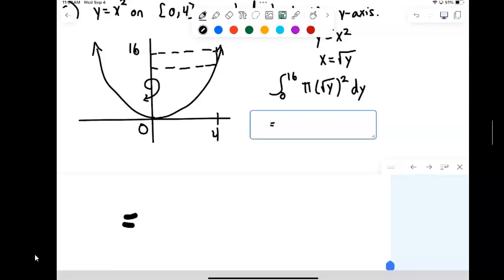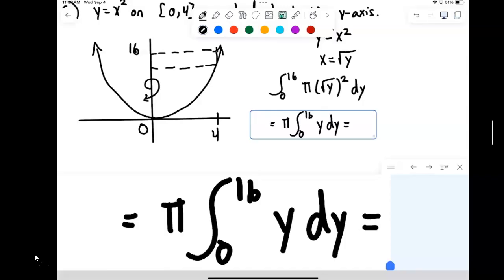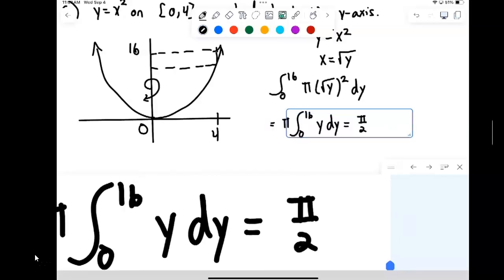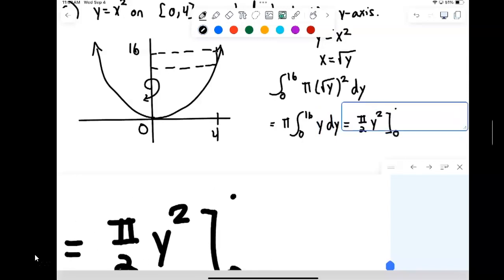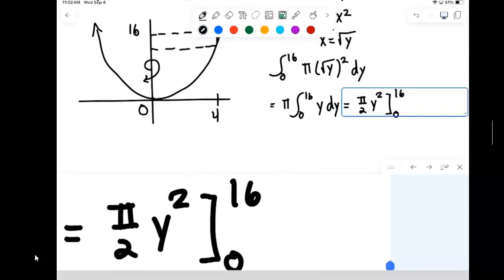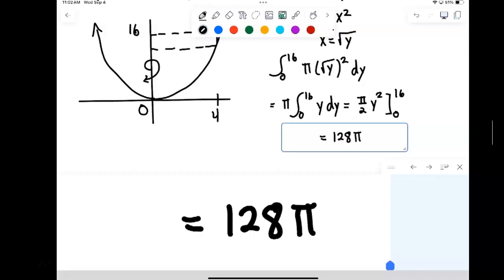That means that we're dealing with pi times the integral from 0 to 16 of y dy, which means we're dealing with pi over 2 y squared between 0 and 16. And then it's just a case of evaluating that. You plug 16 in, you get 16 squared, which is 256, times pi over 2. This thing has a volume of 128 pi.